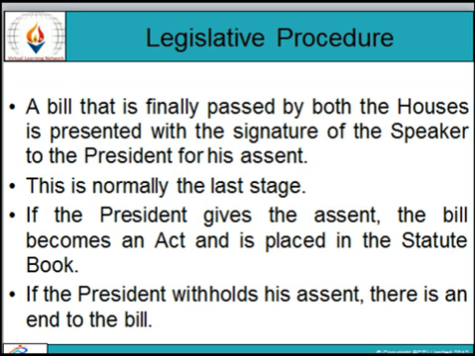A bill that is finally passed by both the Houses is presented with the signature of the Speaker to the President for his assent. This is normally the last stage. If the President gives the assent, the bill becomes an act and is placed in the statute book. If the President withholds his assent, there is an end to the bill.